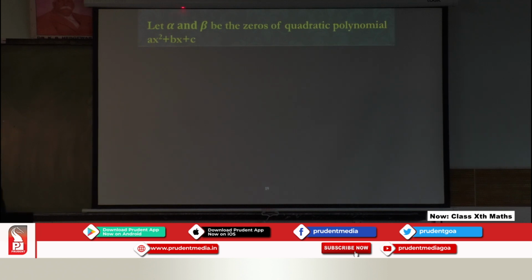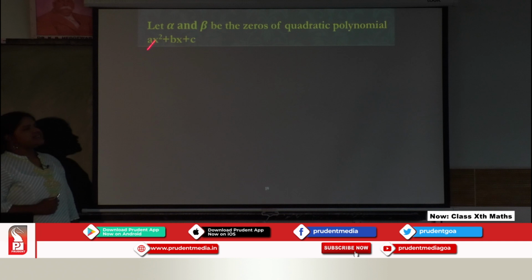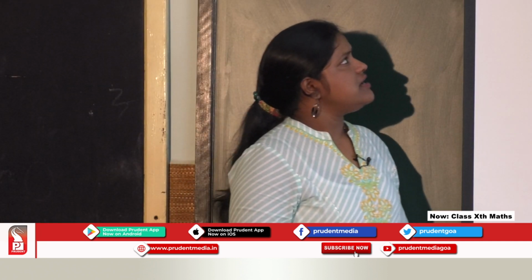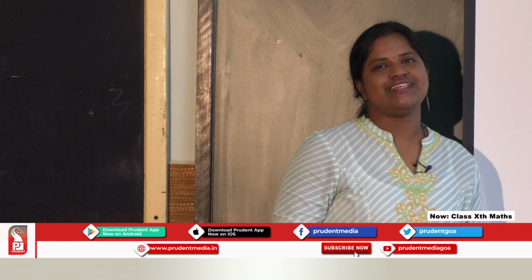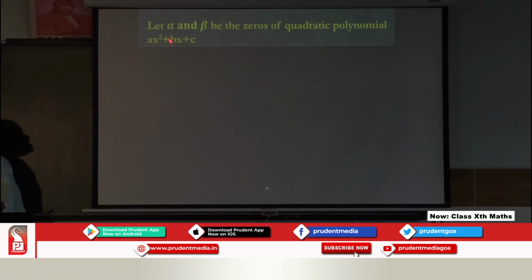So let alpha and beta be the zeros of the quadratic polynomial ax square plus bx plus c. Zeros can be called roots, or factors, or zeros. All these three terms are the same. So this quadratic polynomial will have two answers, alpha and beta, that is, their zeros.